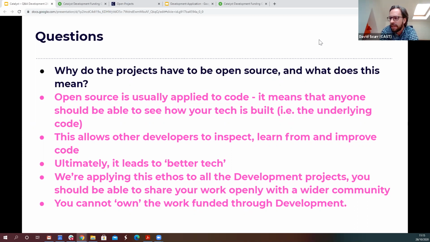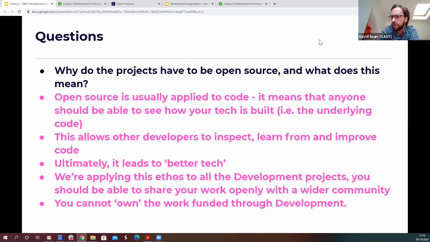So we're applying this ethos to all the development projects. We want to ensure that you're able to share your work openly with a wider community. And really, at the end of it, you cannot really own the work funded through development. The IP for any new solutions created on the back of this program will be held by CAST on behalf of the Catalyst network. So hopefully that answers that question.